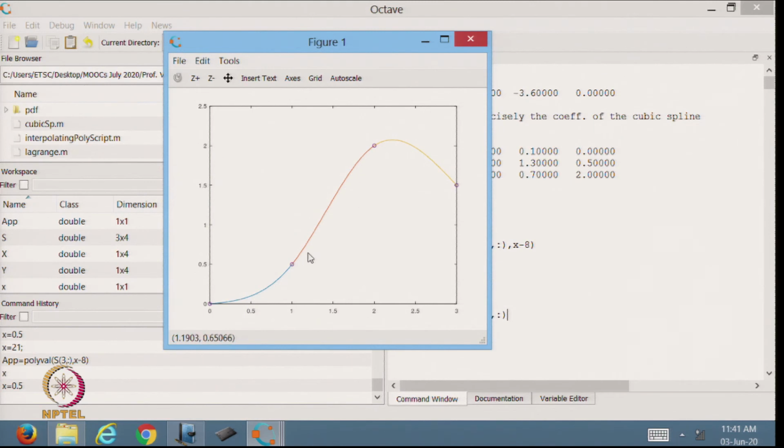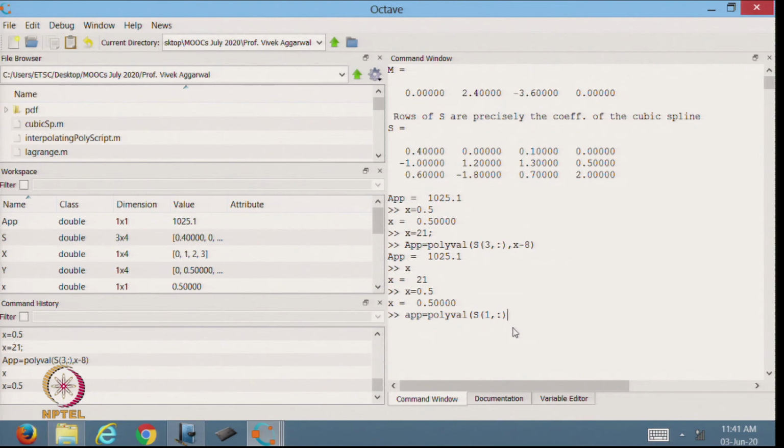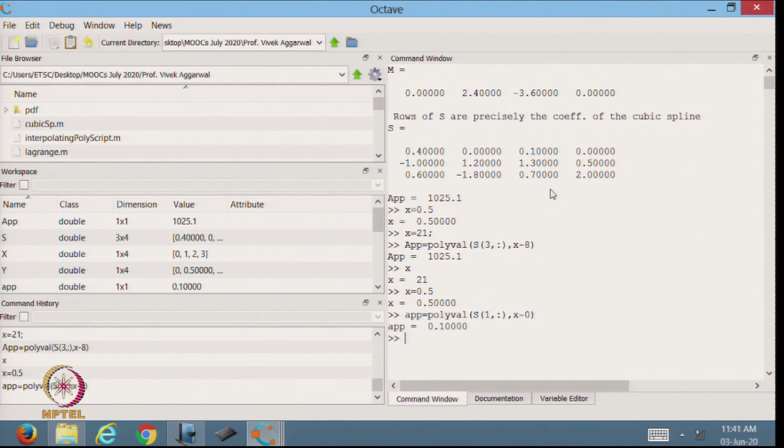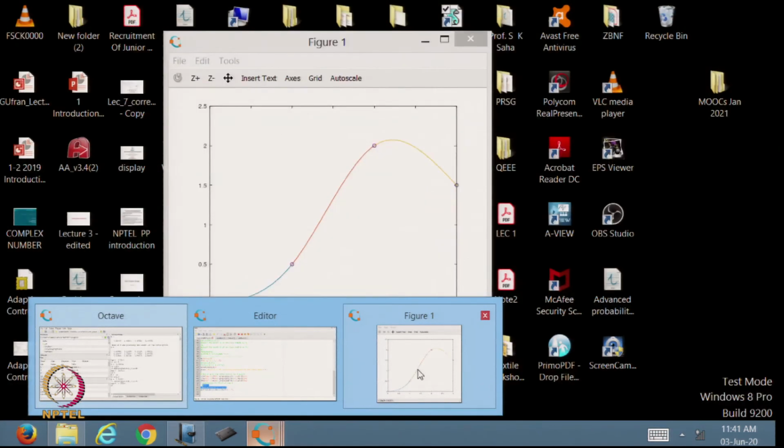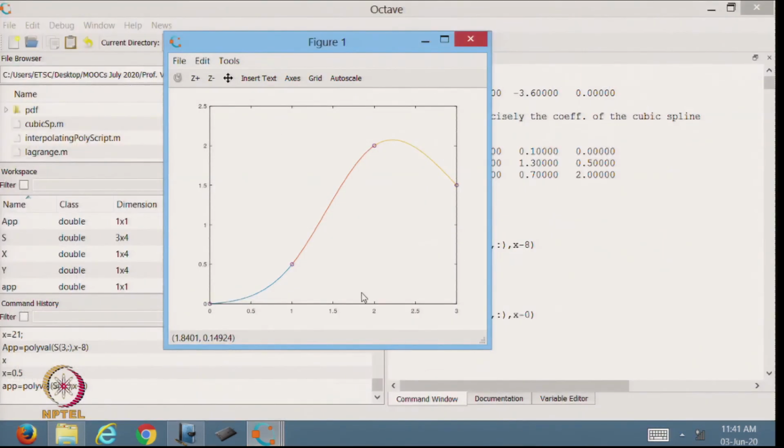So, I have to choose the S1, right. So, let us take the S1 and this is the x we are going to introduce, x minus 0, because that cubic spline is this one having the coefficient 0.4 and 0.1. So, this is the value we are going to have and that is the value 1 is coming. So, from here I can approximate that the value of this is 1.